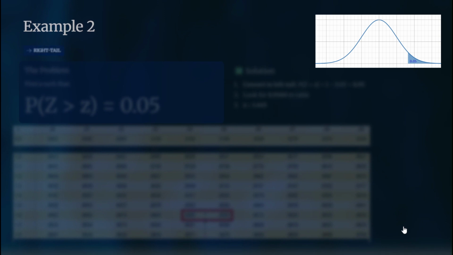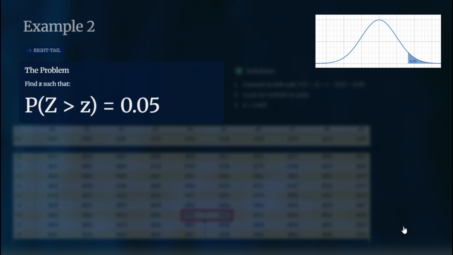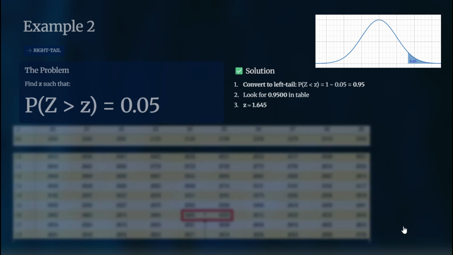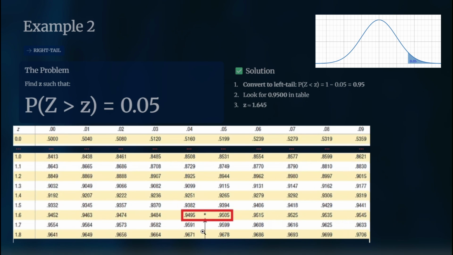Now, if we want to find z such that the probability that z is greater than that value equals 0.05. This would be a right tail problem because we have the probability that z is greater than some value. So the first thing we will need to do is convert this to a left tail, because remember that the table only gives us the cumulative area from the left. So the probability that z is less than some value will be equal to 1 minus 0.05, which will be 0.95. In this case, we'll need to look through the table for the closest value to 0.9500.